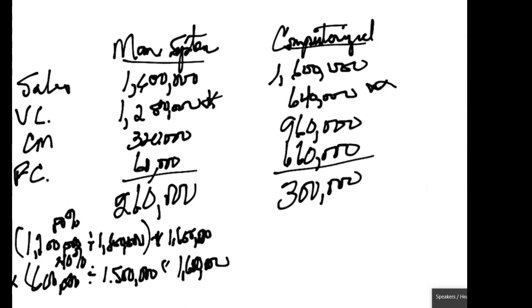The CVP income statement for the manual system and computerized, if we increase sales by 100,000, sales goes to 1,600,000. Now the variable cost would increase as well, so we have to figure out what the variable cost ratio is. As it is now, it was 1,200,000 divided by the sales of 1,500,000. It was 80%. So 80% of 1,600,000 would be 1,280,000. For computerized, the variable cost ratio is 40%. And so therefore 40% of 1,600 is 640.